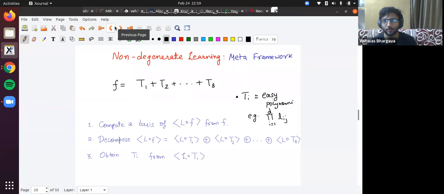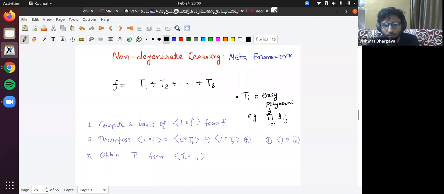So let me propose this meta framework. Our tool at our disposal is vector space decomposition. To do that, we have to first convert our polynomial into a vector space. To do that, we apply some kind of linear operator on the polynomial. The first step is to compute a basis of L of f from f. That is, look at the vector space.